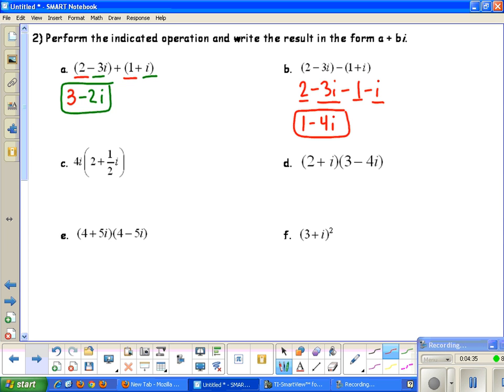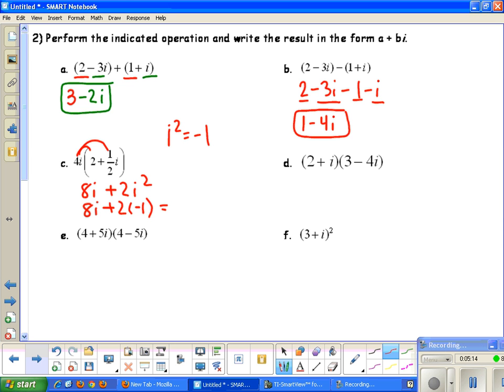If I look at c, I'm going to distribute to each of my terms. So 4i times 2 gives me 8i, and 4i times 1/2 would give me plus 2i squared. And we're going to learn the powers of i, but if you remember from Algebra 2, I'm going to do this off to the side, i squared is equal to negative 1. So in this case, I would have to simplify this further because we're going to learn about the powers of i.